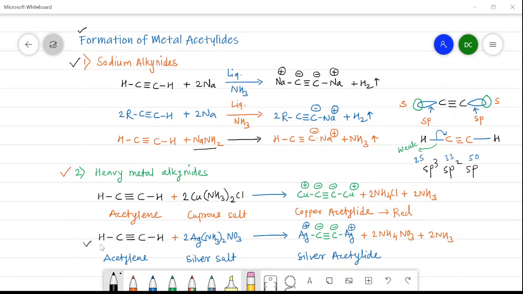Similarly, when acetylene is treated with an ammoniacal solution of silver nitrate, that is, silver nitrate dissolved in ammonia, once again the replacement of hydrogen takes place by the silver and we get silver acetylide, which has a white color. In this way, a metal can be used for the replacement of hydrogen, and when these metal solutions are treated with the alkyne, the hydrogen is replaced by the metals and we get sodium alkynides as well as copper alkynides or silver alkynides, which have different colors. This is the substitution reaction and it clearly indicates the acidic nature of alkyne.